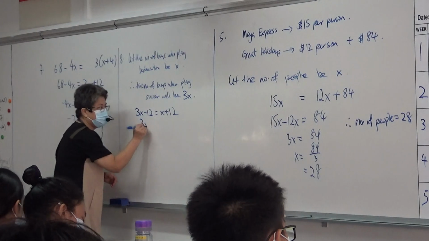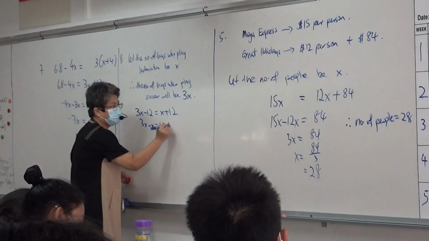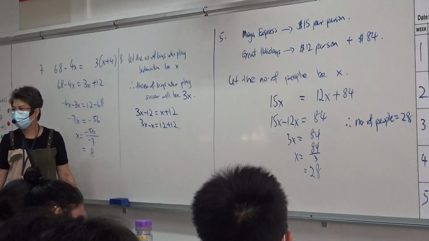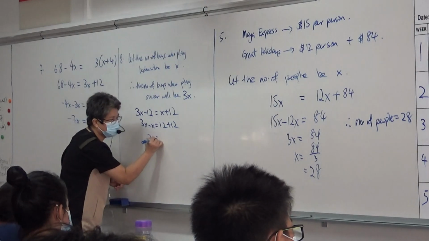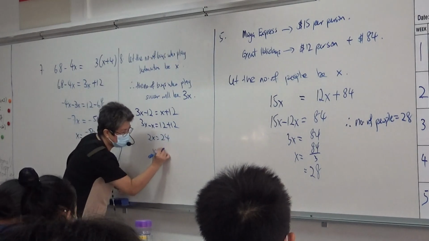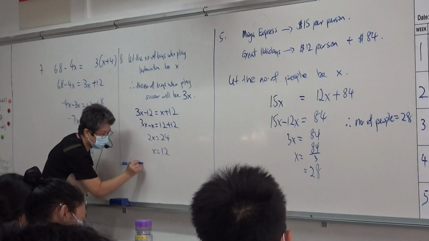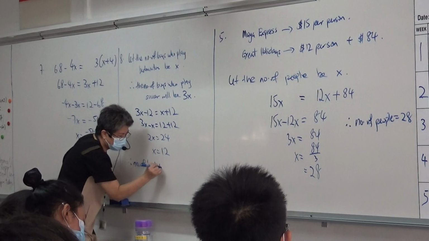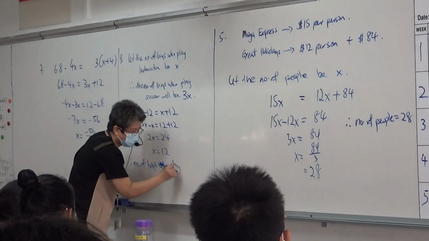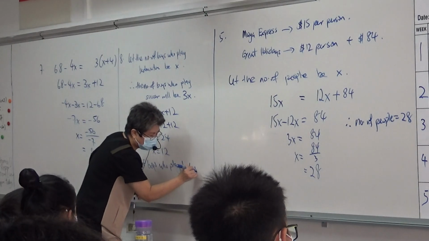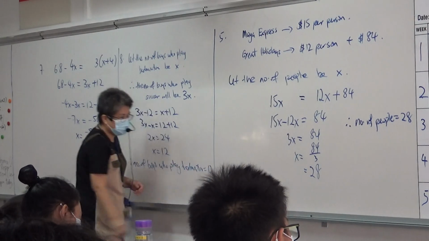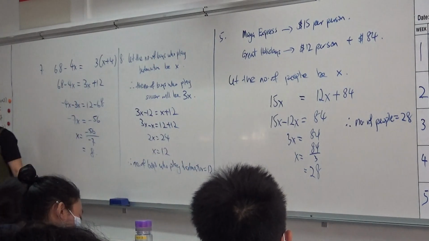Okay, then they say find the number of boys who play badminton. So 3x minus x is 12 plus 12. What's 3x minus x? 2x equals to 24. x equals to 12, right? So therefore, number of boys who play badminton will be 12. The conclusion.